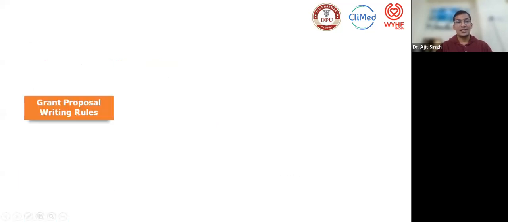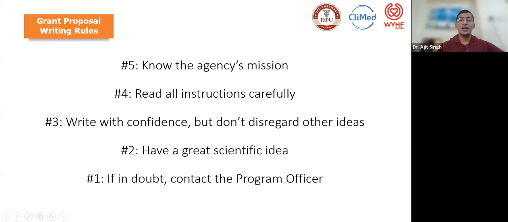Then the next thing is, again, there are 5 important rules. First rule: if you have any kind of doubt, please contact the program officer. There is no harm in contacting the program officer of the funding agency. If you are looking at the advertisement from ICMR and you are not understanding, the first rule is very important. If in doubt, contact the program officer.